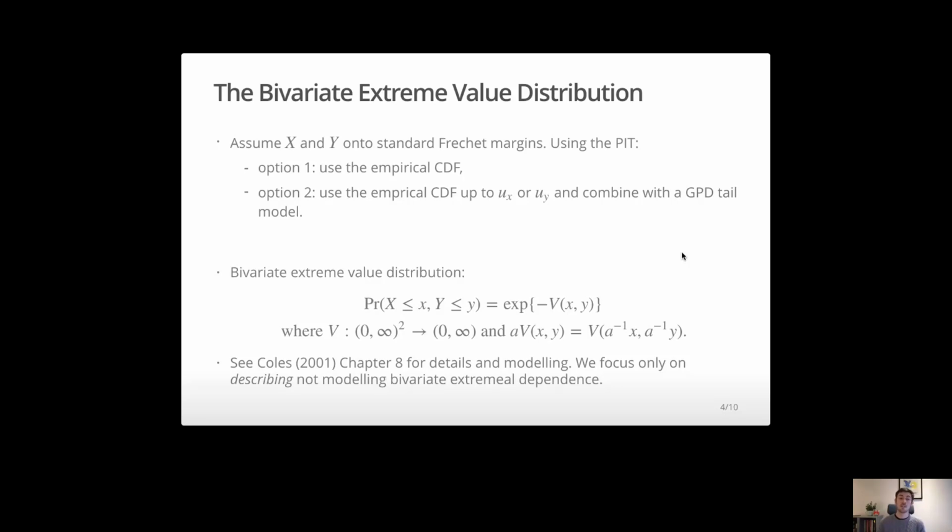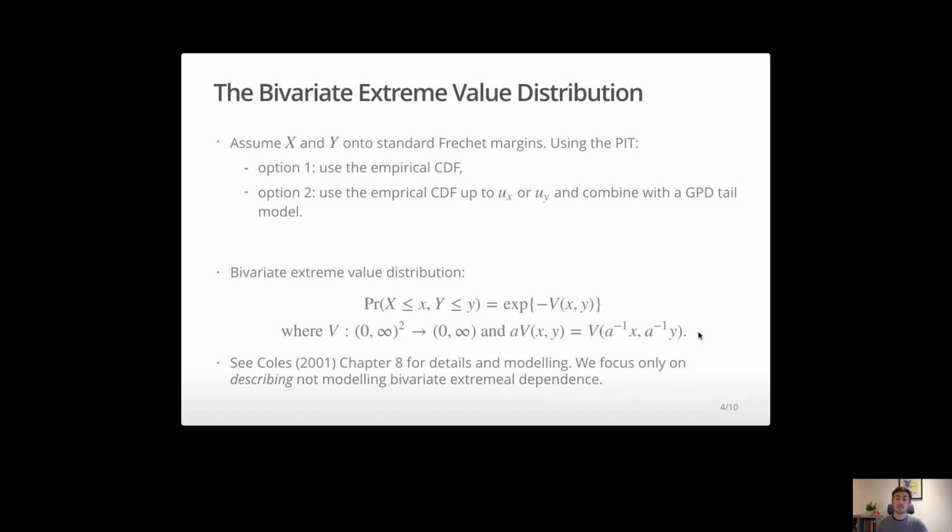Great, so if we're considering these two random variables, x and y, on standard Frechet margins, then we can obtain analogous results to our univariate extreme value distributions, but in this bivariate setting. These results aren't quite as strong as the ones in the univariate setting, so we obtain only that the joint distribution function of x and y is going to have the form of e to the minus v of x and y, where this v here is a function, and it's going to map from pairs of positive values to a single positive value.